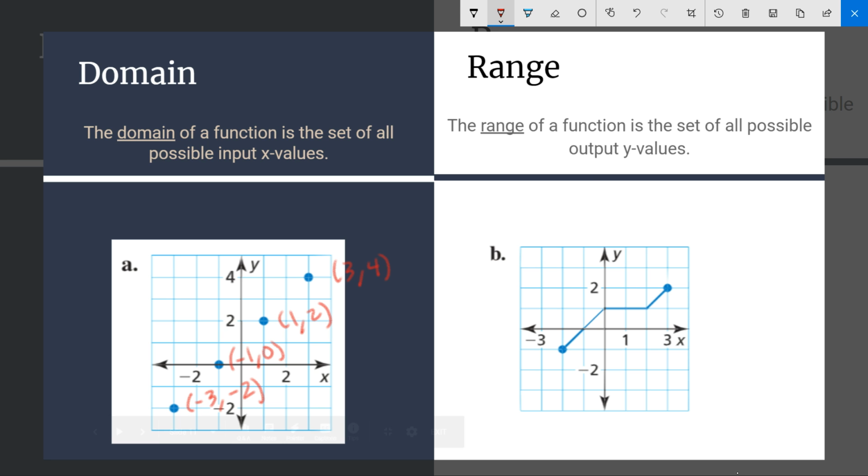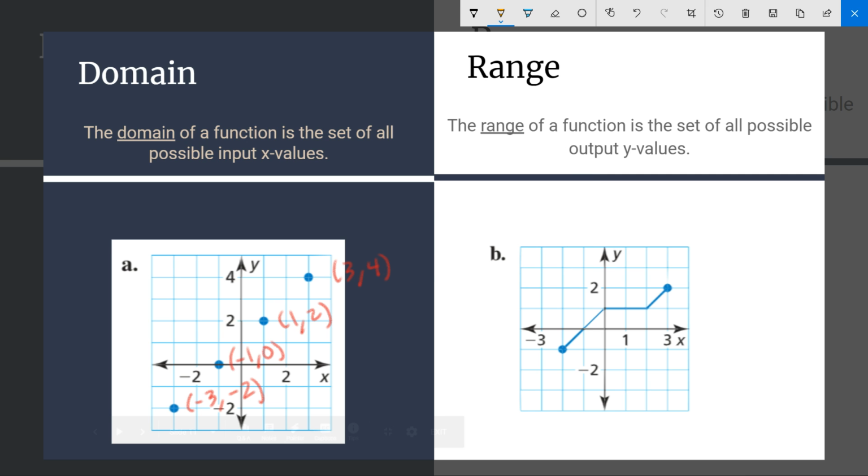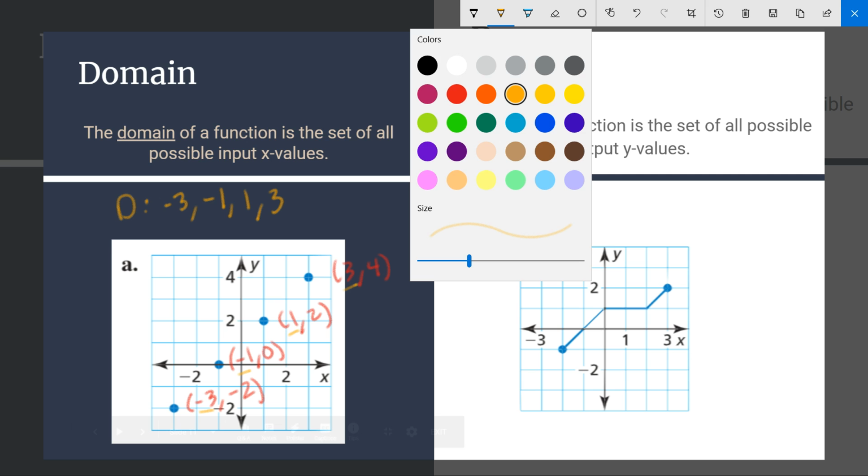All right, new color time. Orange. So the x values, these are always the first number listed in a coordinate point. These 4 numbers I've underlined, they are the domain. I'm just going to do D for domain. The domain is the numbers -3, -1, +1, and 3. If you were asked to list the domain, you would just list those 4 numbers.